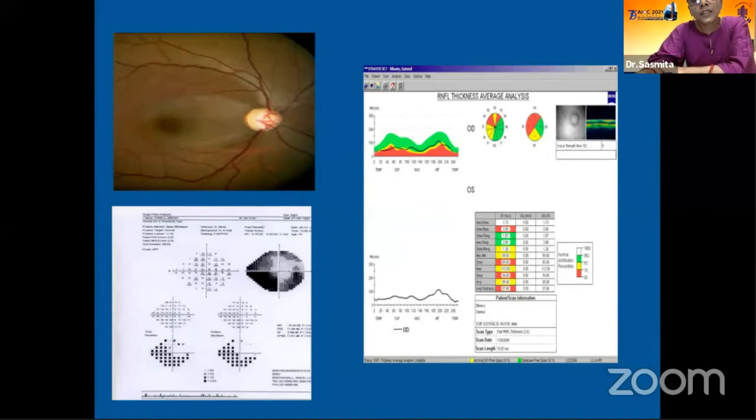Another patient with the disc photo of 0.8 cup disc ratio with bipolar notch and wedge defects both sides, and advanced field loss in perimetry, and a Stratus OCT scan showing the 3-quadrant loss of RNFL.